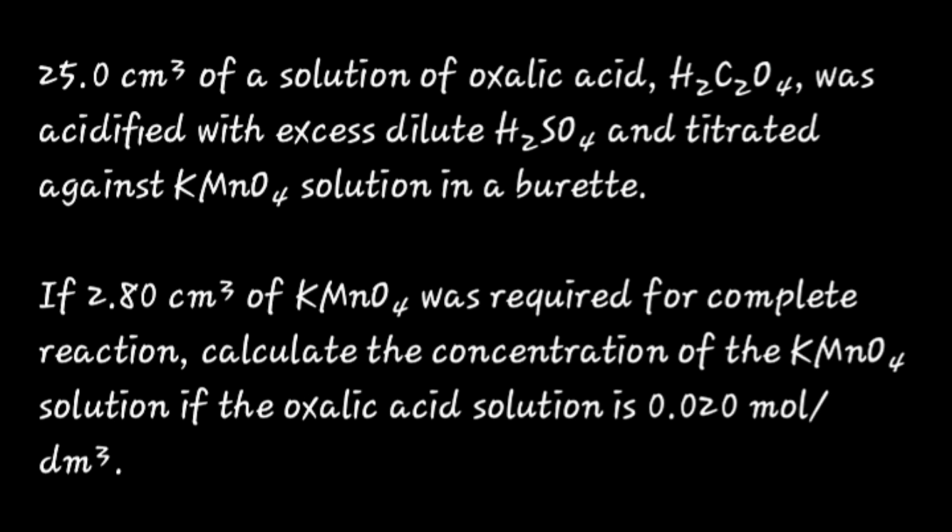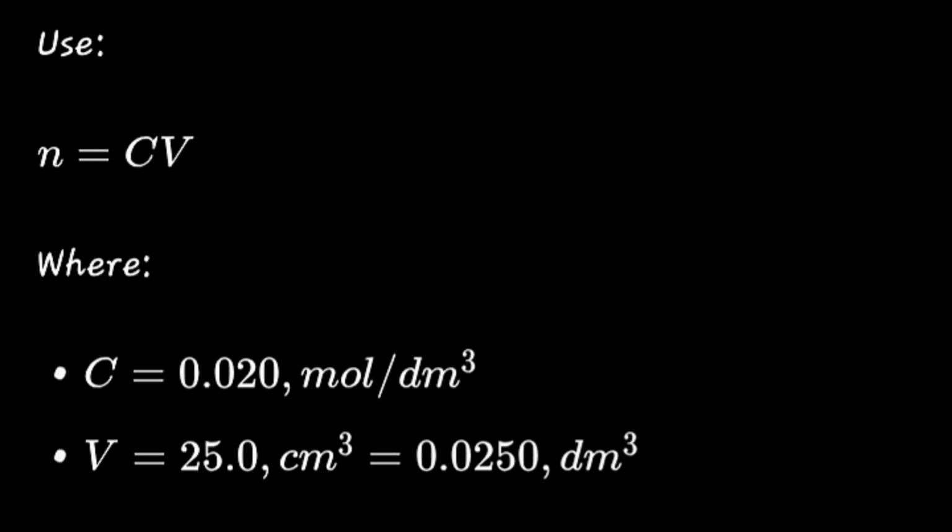Remember, in a normal titration, you are given the concentration of either the acid or base, then you are asked to find the concentration of the one that wasn't given. In this case, we are given the concentration of the oxalate ions or acid, and we are asked to find the concentration of the KMnO4, potassium permanganate. So we use the formula n equals CV, number of moles equals concentration times volume. We're looking for concentration, so we would make concentration the subject of the formula, but we realize we don't have the number of moles. So let's first tackle that and solve for the number of moles.